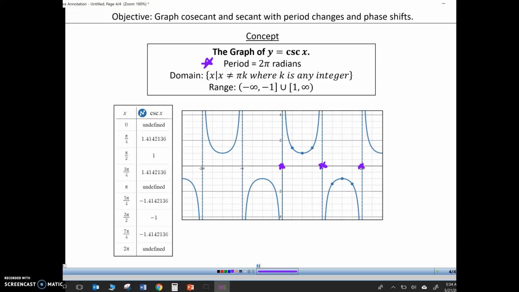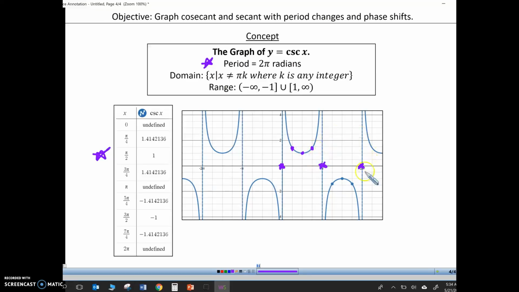So the values of your graph are here for your parent function. You have these points at pi over 4: square root of 2, approximately 1.4. So you have a value here. At pi over 2, you have 1, and this is a key point you'll want to remember, that you have a minimum of 1 here, and here would be 1.4.